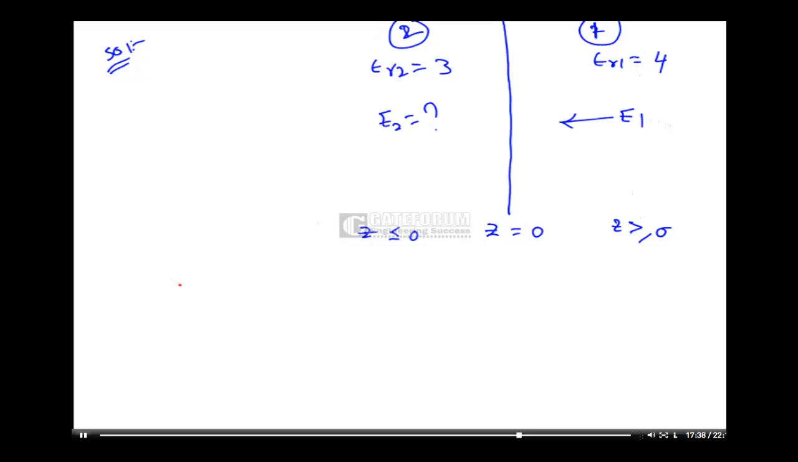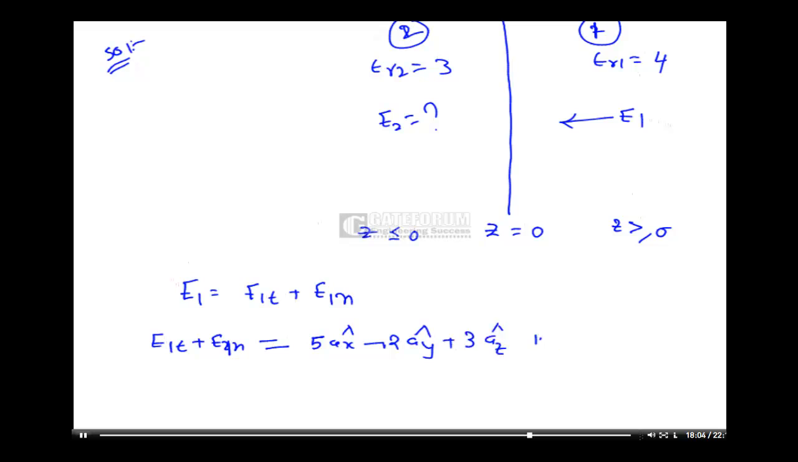So we know that I can write E1 as E1t plus E1n, tangential component plus normal component. E1 is already given, 5ax cap minus 2ay plus 3az kilovolt per meter. In this entire electric field equation, there is a tangential component and a normal component hidden. So we have to find what is the tangential component and what is the normal component.